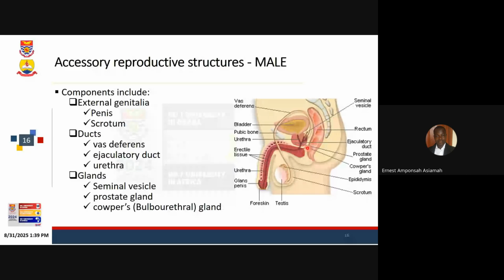Then we have glands. Glands produce secretions. In terms of the secretions, we have, for example, the prostate gland. Then we have the Cowper's gland, or the bulbourethral glands. Then you also have the seminal vesicle. Here's the seminal vesicle.